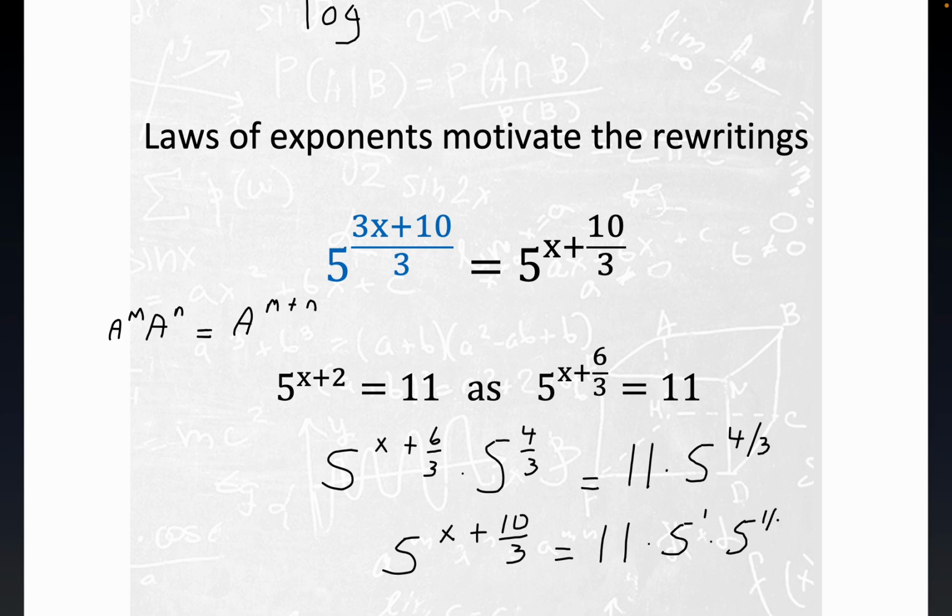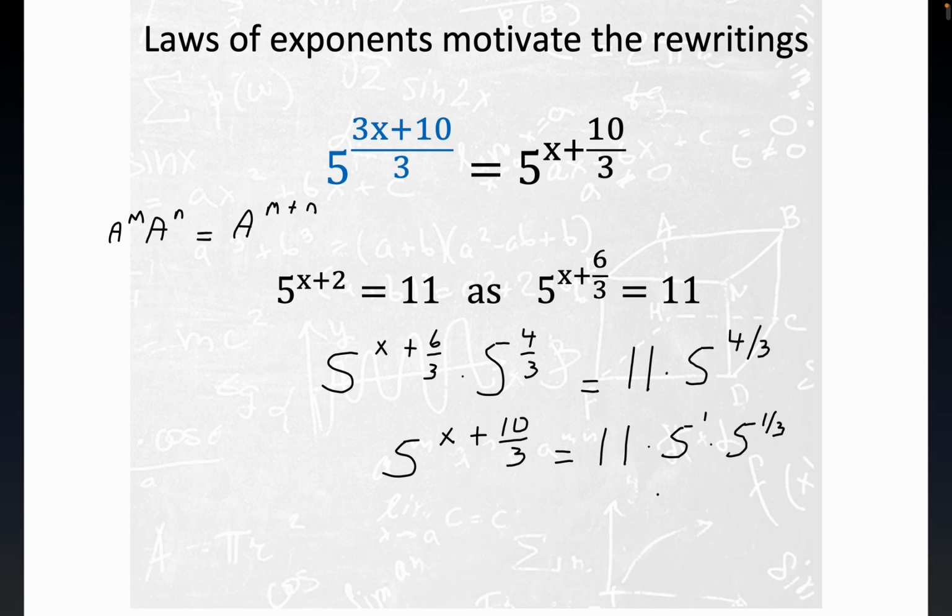Now, again, the 1 that you see right here is superfluous. It's unnecessary, but it's instructive to write it that way. So what we'll get right here is 5 times 11 is 55. And you can write this using radical notation. 5 to the 1/3 is the very same thing as the cube root of 5, which is our answer. 55 times the cube root of 5.